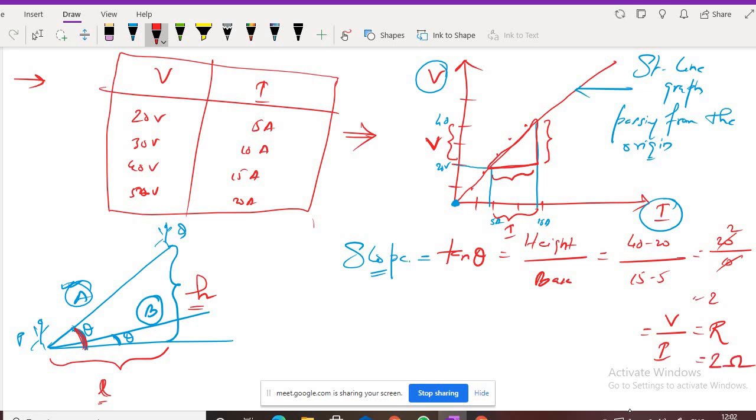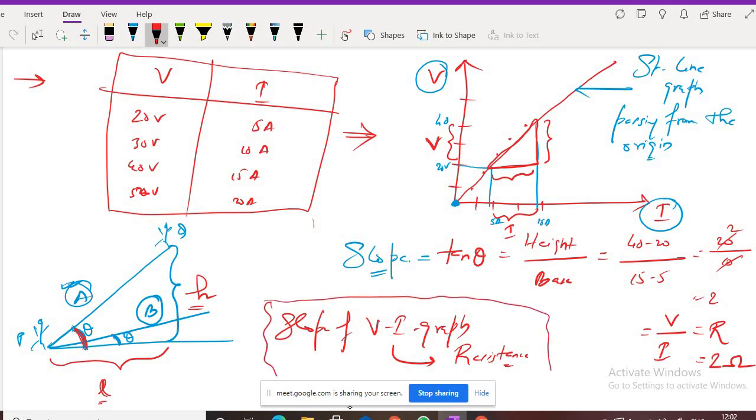So we can say that the slope of the VI graph will give you what? Resistance. Is that clear? The slope of the VI graph will give you what? Resistance. Anybody has any problem? Is this much clear? Yes, sir. Tell me.